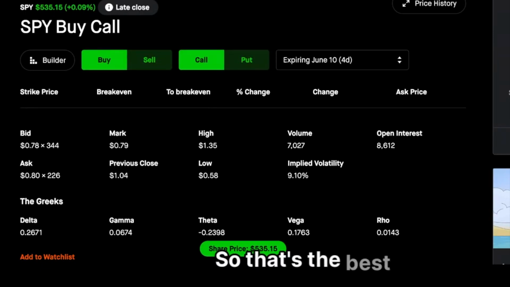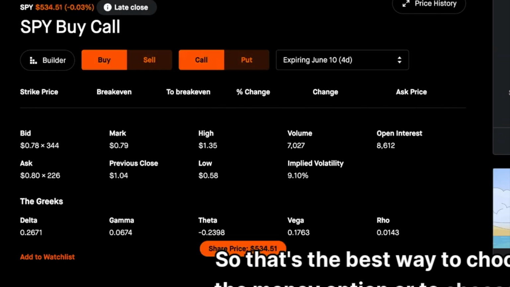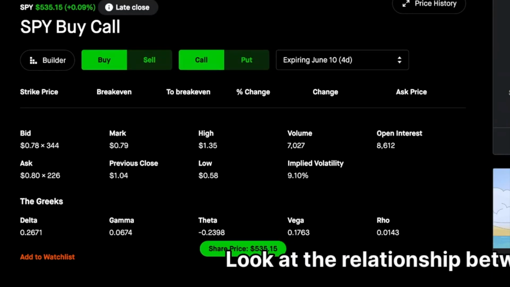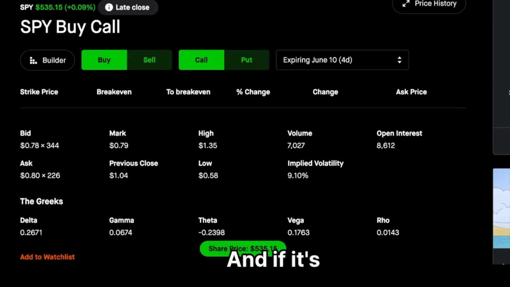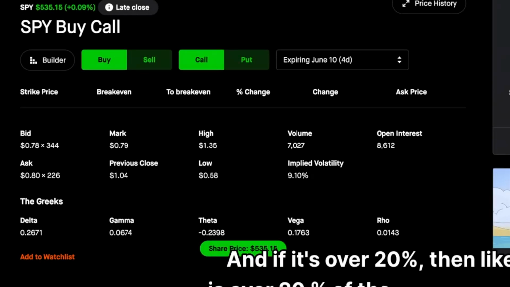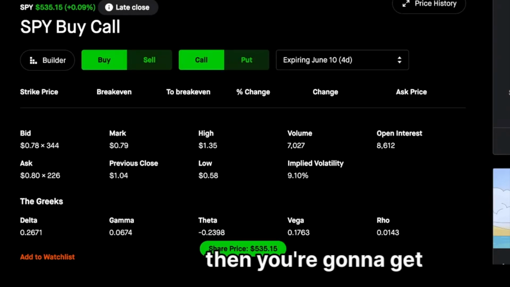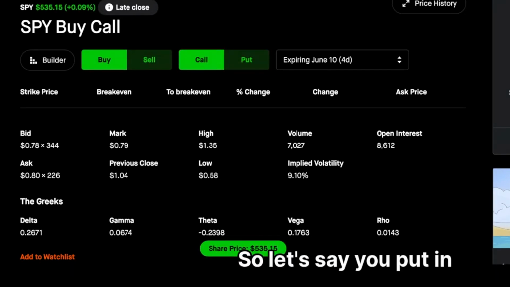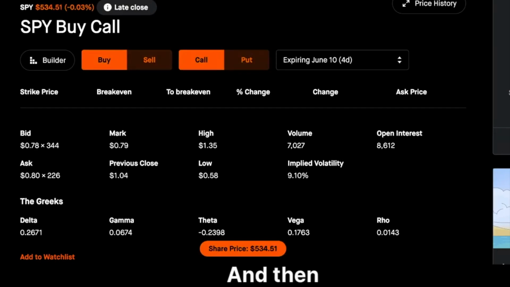That's the best way to choose options. Get something out of the money, and look at the relationship between the contract price and the delta. If delta is over 20% of the value of the contract, then you're going to get an automatic 20% gain for a $1 move in the stock. This is significant. Let's say you put $5,000 into calls, and then SPY goes from 535 to 536.